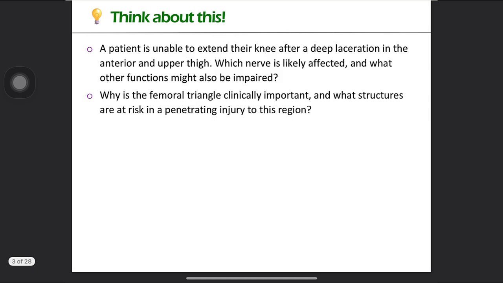So this is another thing about it. A patient is unable to extend their knee after a deep laceration, deep cut in the anterior and upper thigh. Where is it? Okay. Which nerve is likely affected? And what other functions may also be impaired? Okay. And then why the femoral triangle is so important?